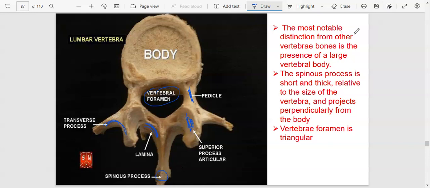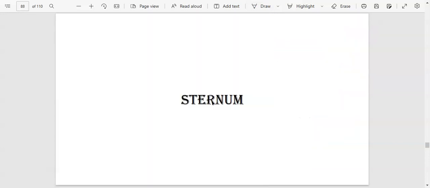So the most notable distinction from other bones is the presence of a large vertebral body. You can see the vertebral body is so large compared to the bone itself. The spinous process is short compared to the bone and a bit thick. The vertebral foramen is a bit triangular, you can see there. So these are lumbar vertebrae, and basically all of them will look the same.